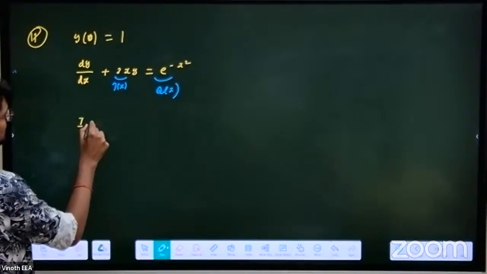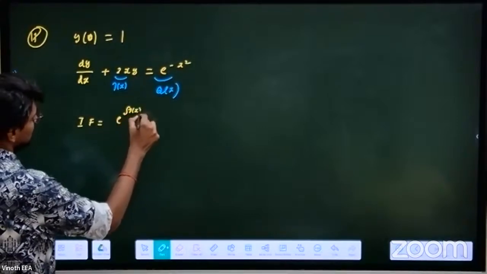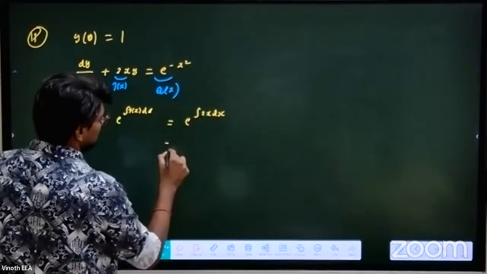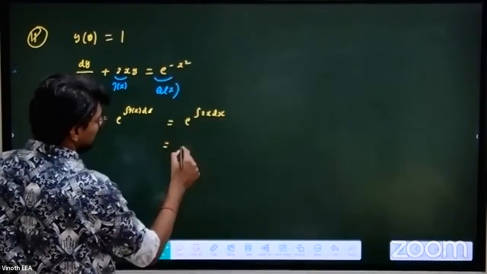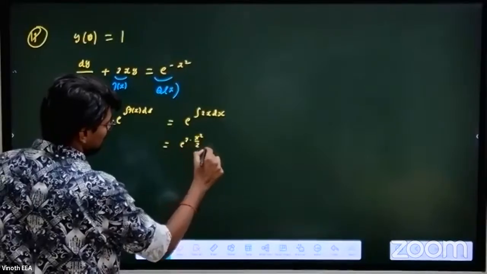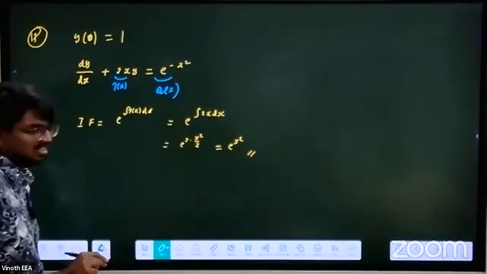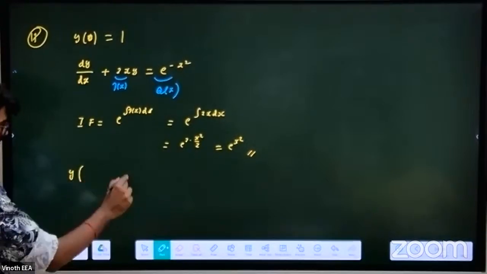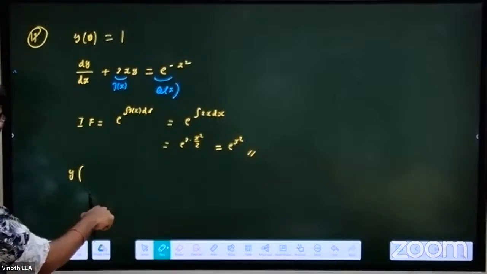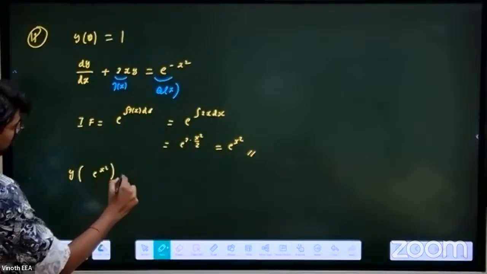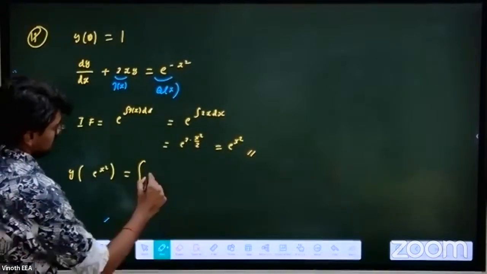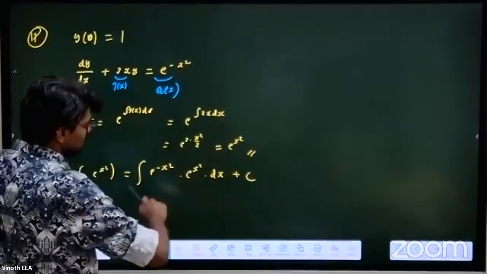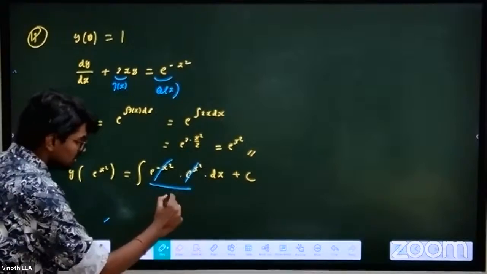Integrating factor is e to the power of integral of P of x dx, which is e to the power of integral of 2x dx. 2 you can take out; integration of x is x square by 2, so it is e power x square. Now the formula: y into integrating factor e power x square equals integral of e power minus x square, which is Q of x, and integrating factor e power x square into dx, plus constant. The e power minus x square and e power x square cancel, that becomes 1.